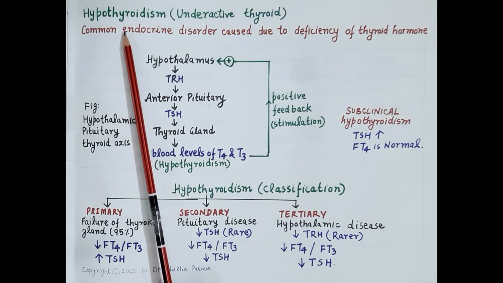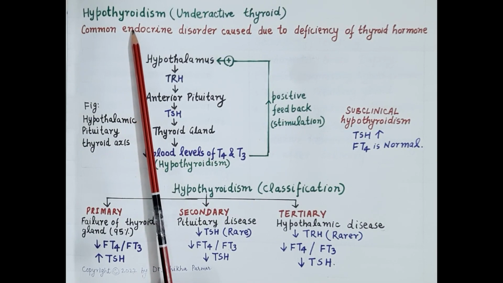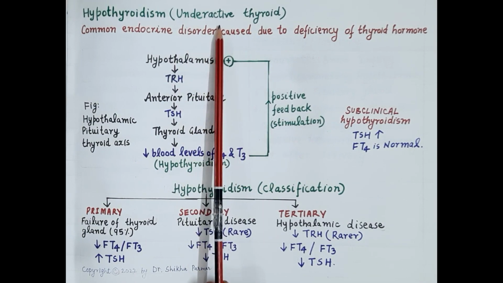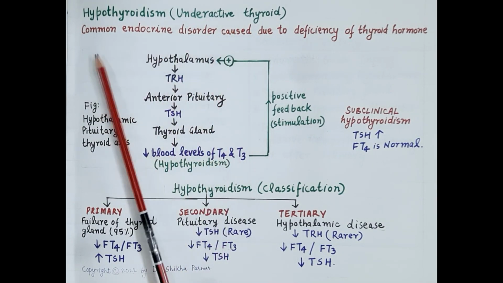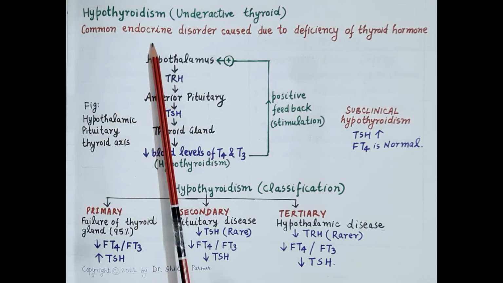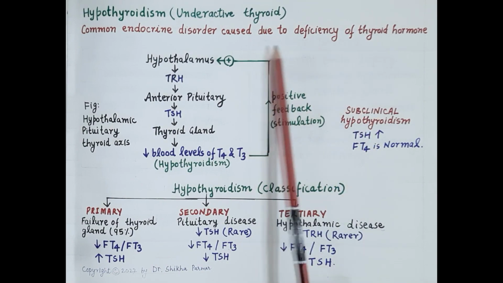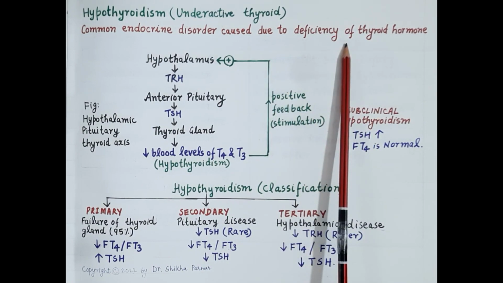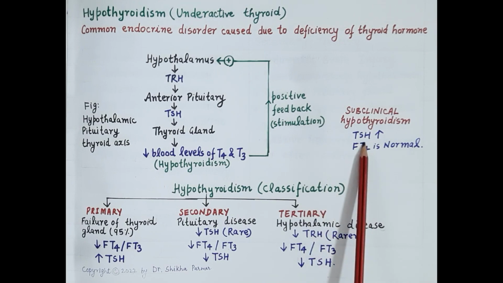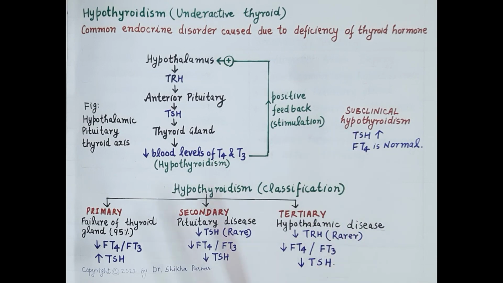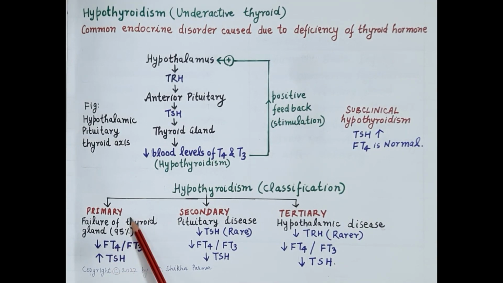Now, as already discussed, hypothyroidism occurs due to reduced functioning of thyroid gland or because of an underactive thyroid gland. Hypothyroidism is a common endocrine disorder caused due to the deficiency of thyroid hormone. So, there is deficiency of T3 and T4. Now, before going into the details of hypothyroidism, let's quickly understand why the levels of TSH remain high in subclinical hypothyroidism and also in primary hypothyroidism.